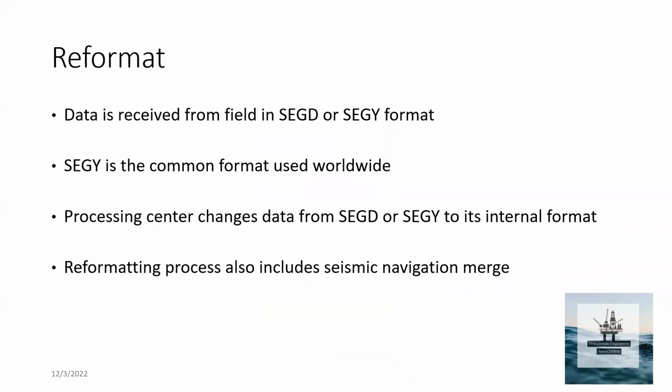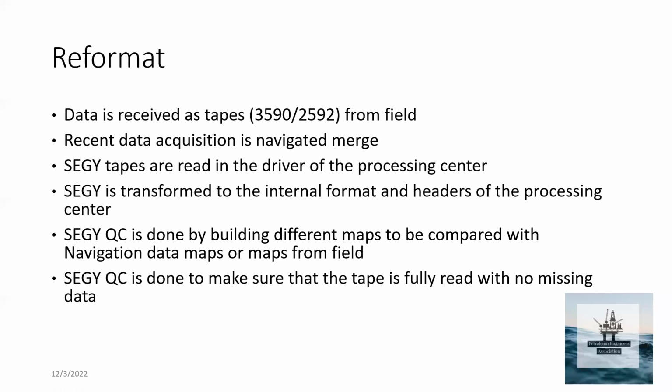In reformat, the data is received from the field in SEG-D or SEG-Y format, or from the client. SEG-Y is the common format used worldwide. The processing center changes data from SEG-D or SEG-Y to its internal format. Data is received as tapes, mostly 3590 or 3592, from the field. Recent data acquisition is navigation merged. I will not go into these details about the navigation merge now.